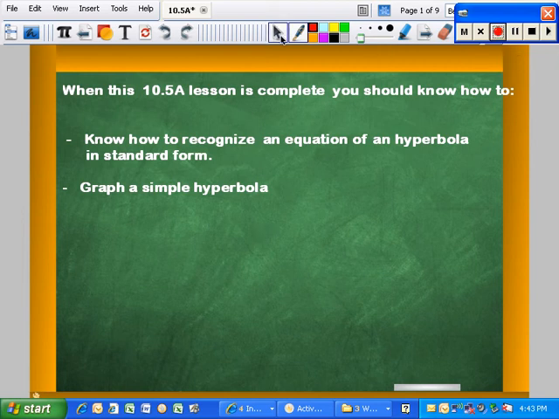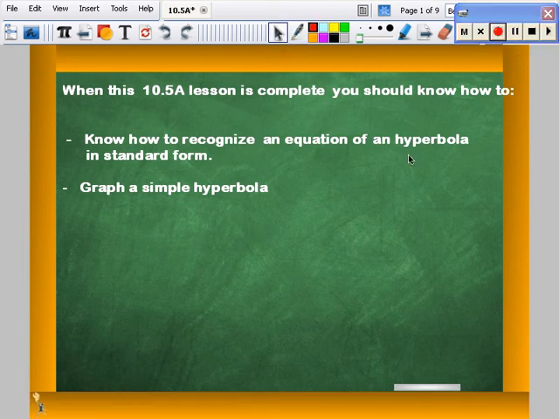Welcome back to more on conics. We are going to talk about hyperbolas today. Specifically, we're going to know how to recognize an equation of a hyperbola in standard form and how to graph a simple hyperbola. We'll do more another day, so that's all we're going to do for today.